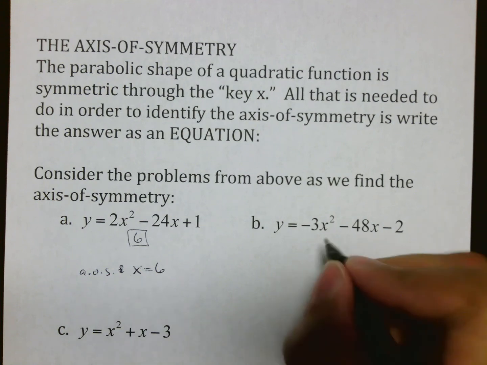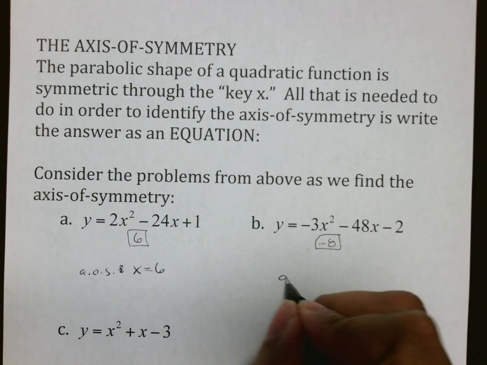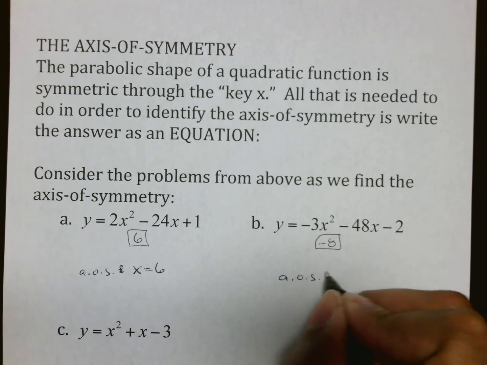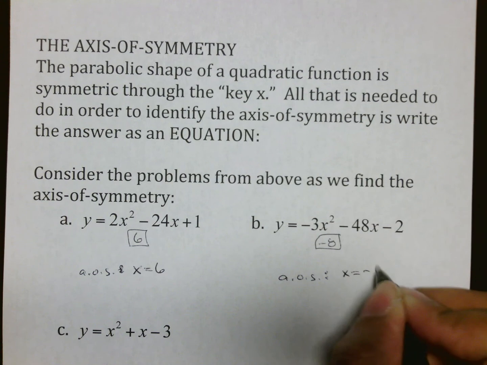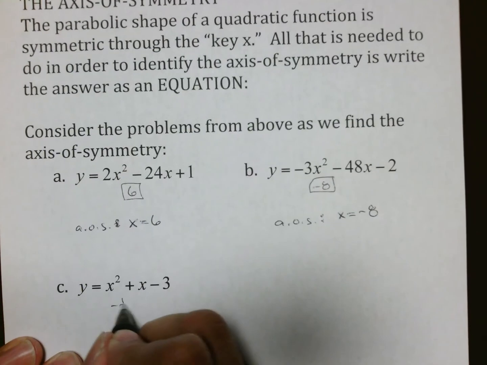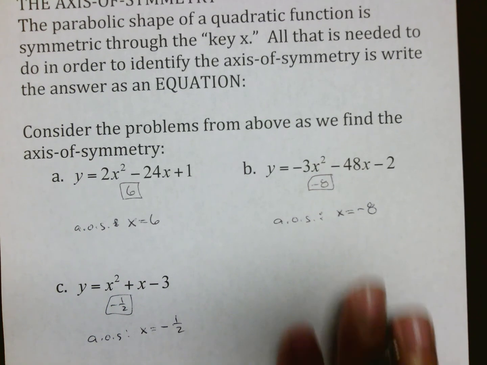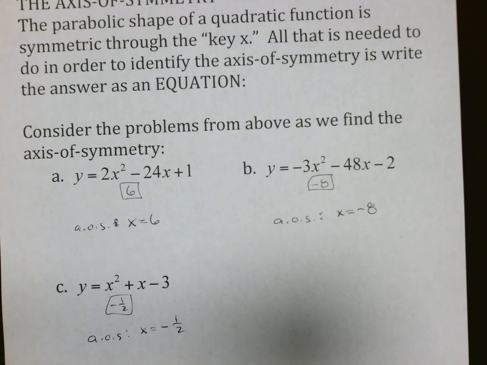My second key x was negative 8. And so all I have to do is say that my axis of symmetry is x equals negative 8. My third key x was negative 1/2. And so for my axis of symmetry, all I have to do is type x equals negative 1/2. That's all. So again, that's easy enough to do. Axis of symmetry is your key x. Just put it in equation form and you will get it.